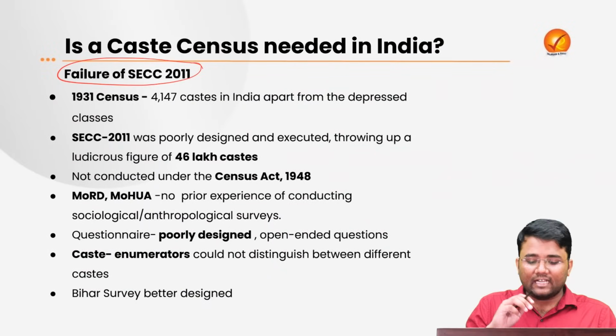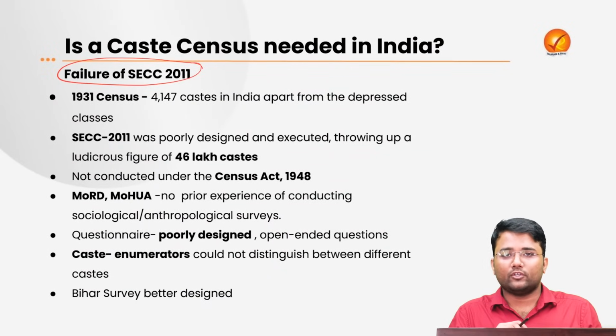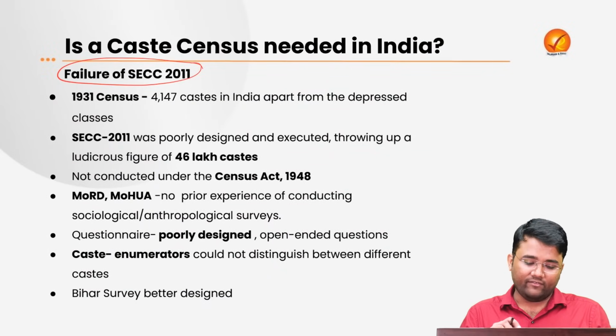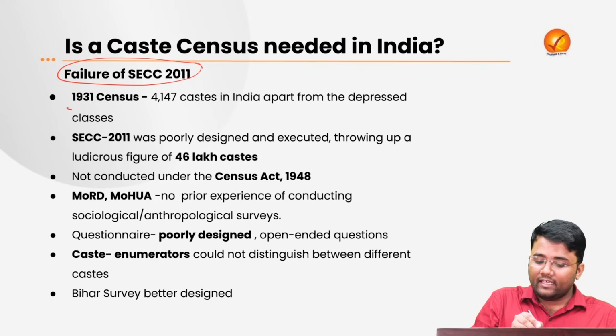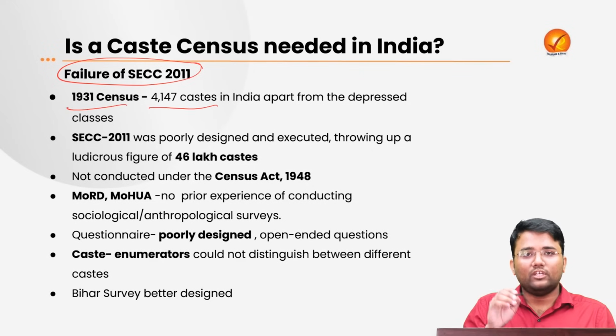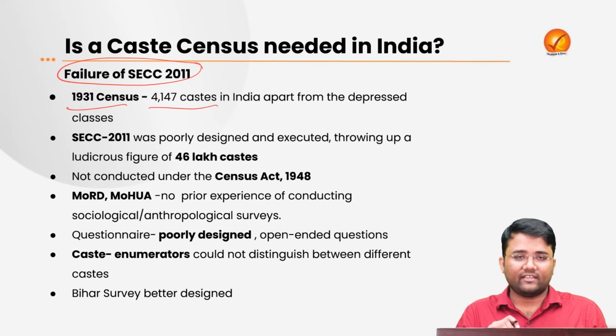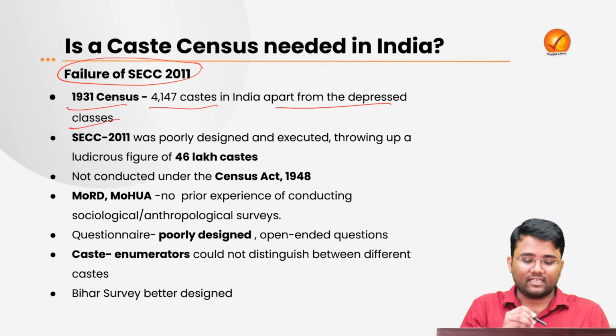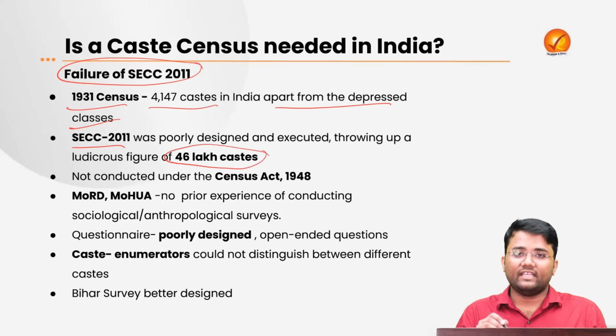And in this regard, we can see the failure of the socio-economic caste census 2011, which says that in the 1931 census, there were only 4,147 castes in India, apart from the depressed classes, whereas this census says that there are more than 46 lakh castes. Okay, they have confused the surname with the caste.